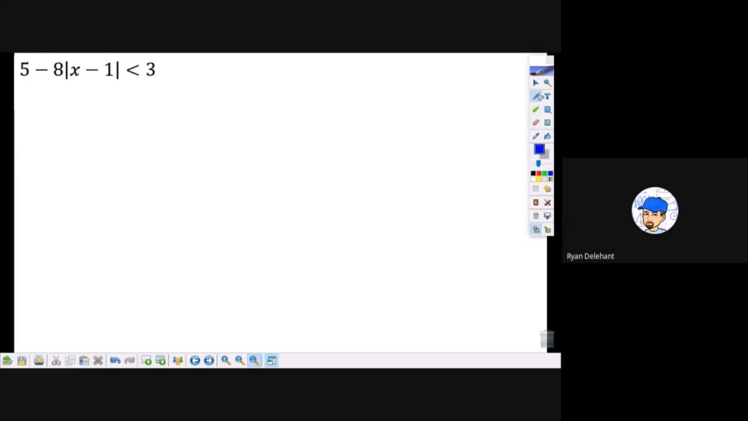So our first step is still going to be to isolate that absolute value. Now, we can do algebra with an inequality just like we do an equal sign. The only thing we need to remember is if we divide by a negative number, we need to flip its direction. Okay? So we're still going to minus that 5. We get negative 8 times the absolute value of x minus 1. And we didn't divide, so it's okay. We just subtracted. That's negative 2.